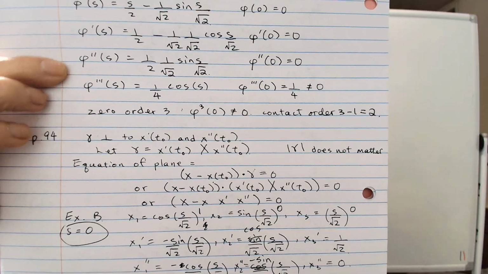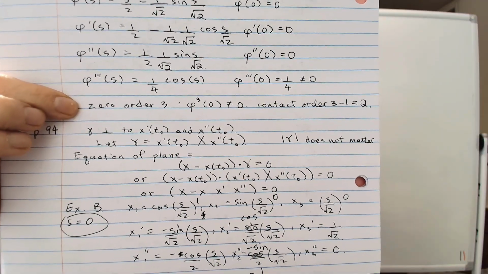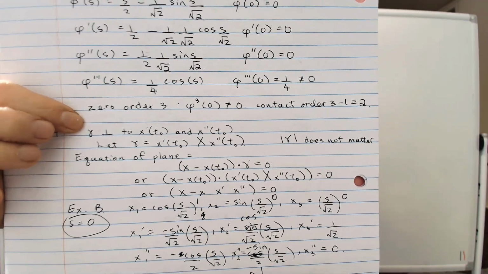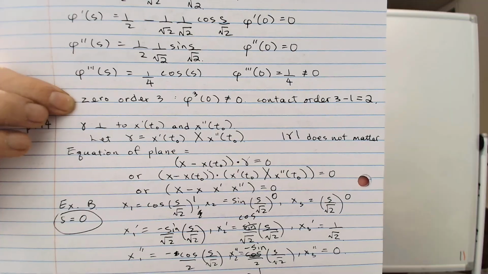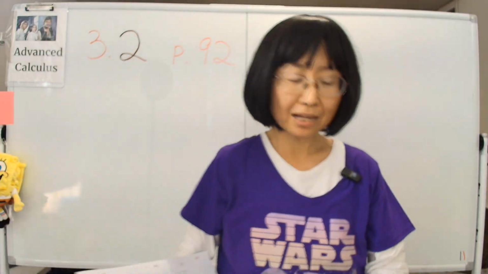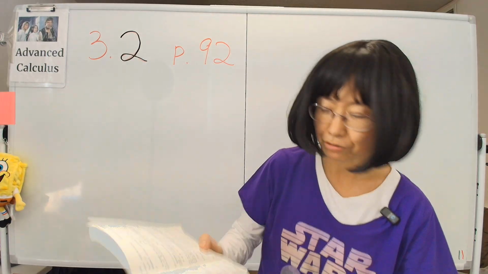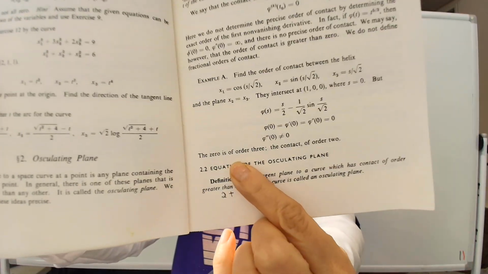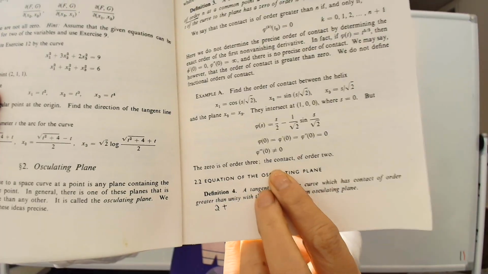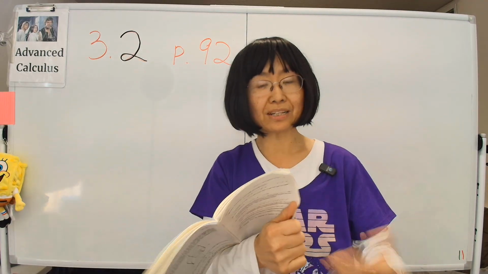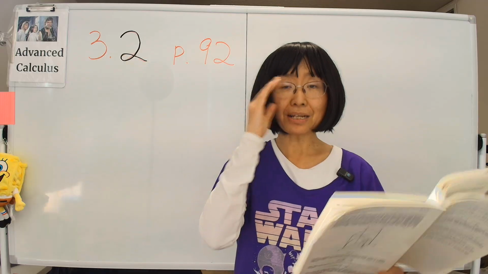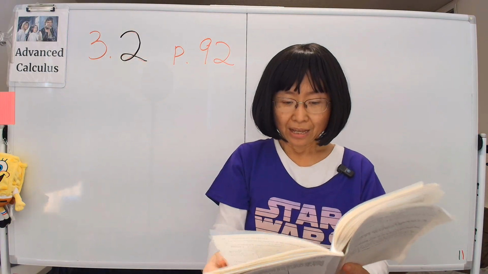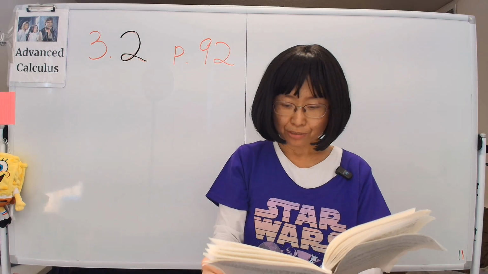So phi has a zero of order 3 because the third derivative is not 0, but the contact order is 1 less. So the contact order is 2, which is what the book says as well. See, the zero is of order 3, and then the contact order is 2. Please go do all those details yourself as well. It might look tedious, but it's important to do it to get a feel for this stuff. And that should be that.